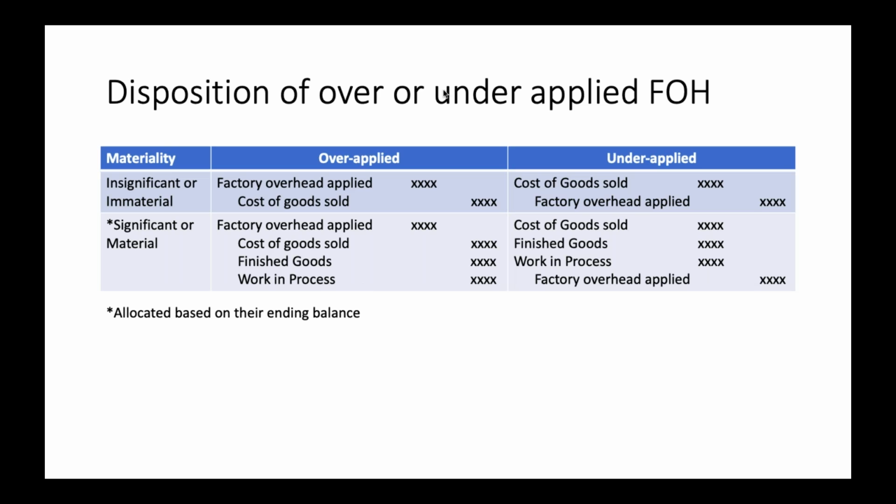So in reverse, if it is under applied, the entry would be debit cost of goods sold, debit finished goods, and debit work in process, and credit factory overhead applied. Since it is under applied, we have to add or increase the factory overhead applied. And therefore, there's a corresponding increase in the cost of goods sold, finished goods, and work in process. Now, how do we allocate the over or under applied factory overhead? We will be basing the allocation on their ending balance.